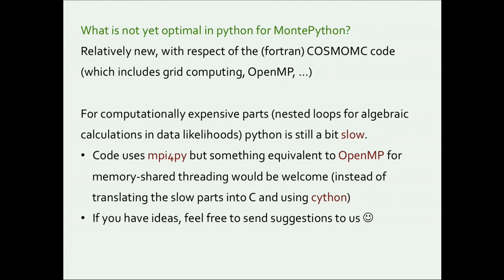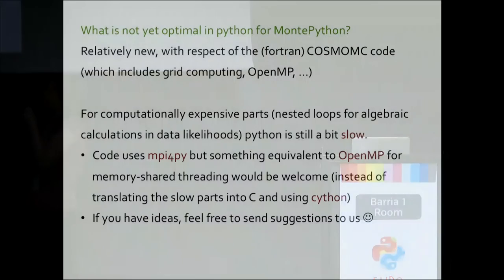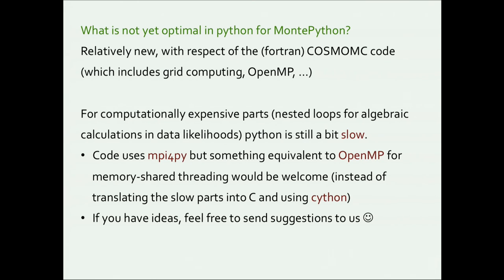What is not yet optimal in Python, at least for this project, for us, is mainly that it's slow, for what we need to do, especially for some parts. The previous code, which was written in Fortran, is integrated with OpenMPI, and one can run simultaneously lots of different chains and also run everything on a grid, so that basically you investigate very quickly a large fraction of parameter space. This is not yet integrated into the Monte Python part, and Monte Python uses MPI for Py, but of course it would be much more useful to have something like OpenMPI. So in fact, if you have any ideas on how to improve that, we need input from the data science community.